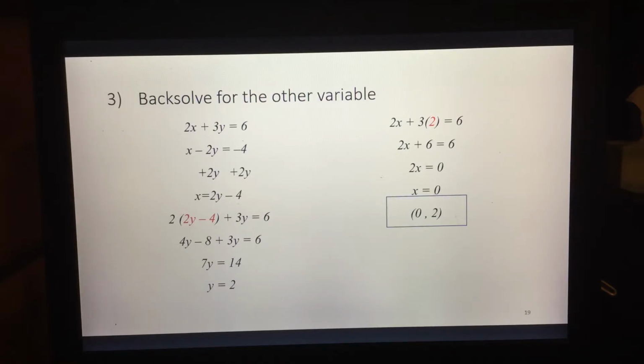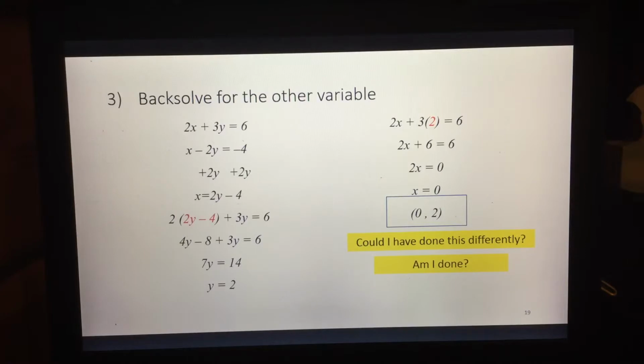So what do we think? Could I have done this differently? Sure. I could have substituted in the y equals 2 into the second equation. And if you take a look at that, you'll see you get the same answer. x equals 0, and then the solution is (0, 2).